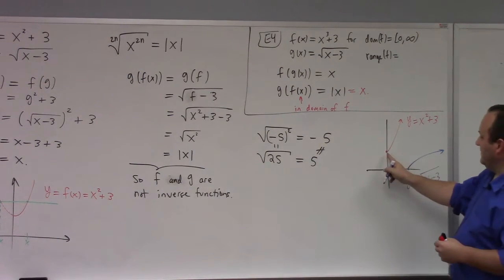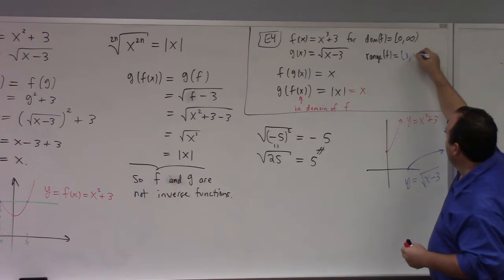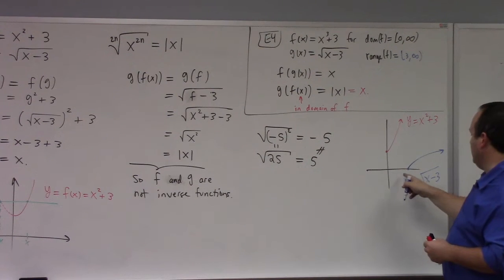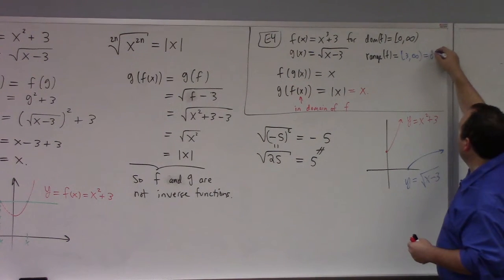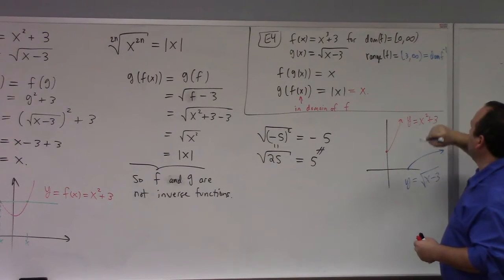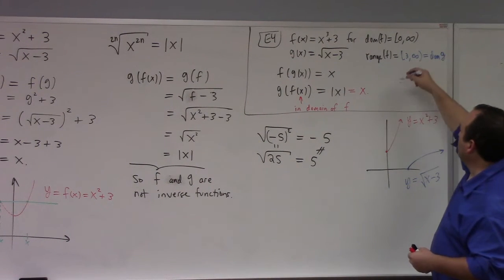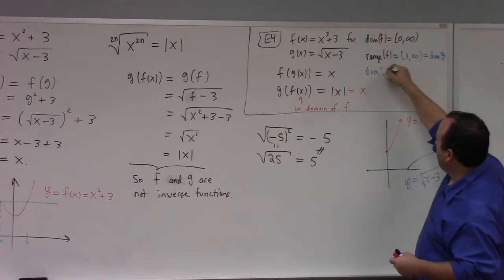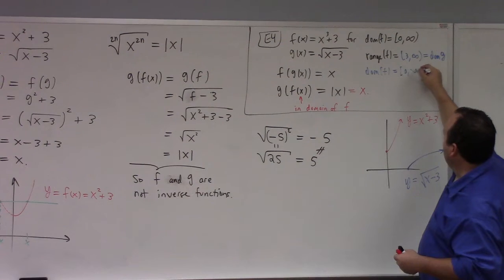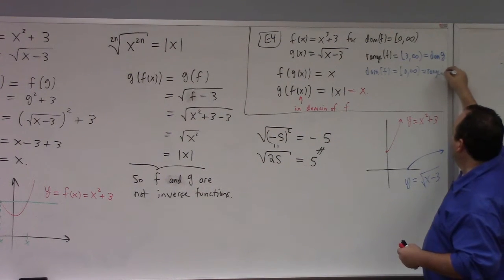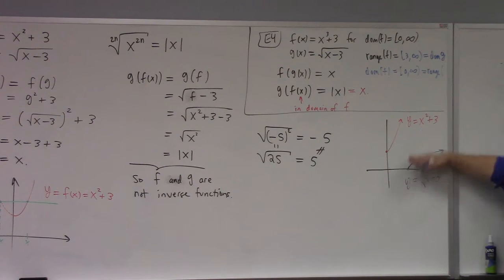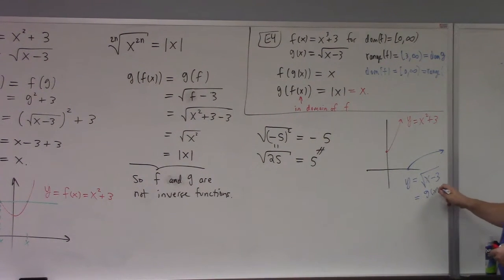So the range of f is all the y values. It's 3 to infinity. And what's the domain of f inverse? It's also 3 to infinity. Right? And I may put g there because my point is that g is equal to f inverse. The domain of f, on the other hand, by assumption was 0 to infinity. Right? What's the range of g? It's 0 to infinity. So all of this together is evidence that f and g are inverse functions. Okay?